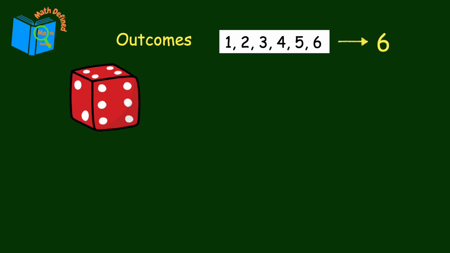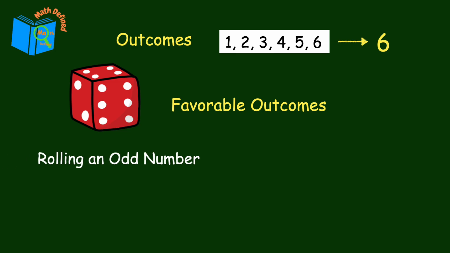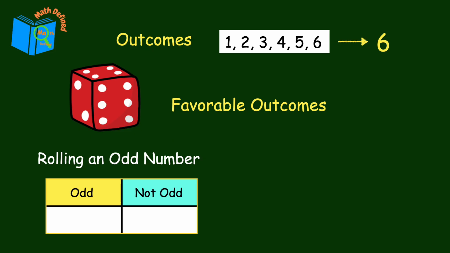Let's experiment with a regular 6-sided die. How many possible outcomes are there when rolling a 6-sided die? We could roll either a 1, 2, 3, 4, 5, or 6, so there are 6 possible outcomes. What are the favorable outcomes of rolling an odd number? We'll organize the possible outcomes for this event by completing another table. The odd numbers on the die are 1, 3, and 5. And the even numbers, or the not odd numbers, are 2, 4, and 6. So there are 3 favorable outcomes for rolling an odd number.